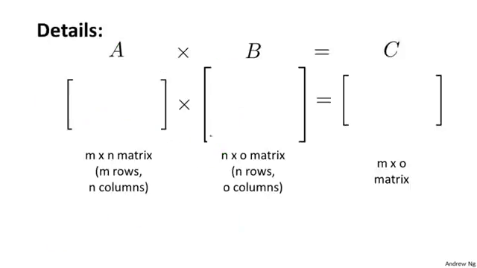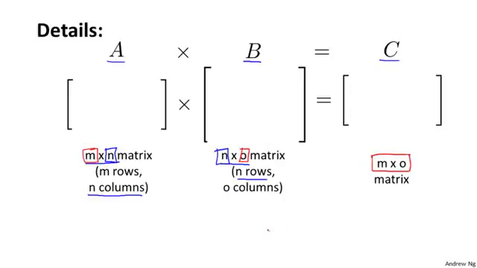Here are the details. I have a matrix A, and I want to multiply that with a matrix B, and the result will be some new matrix C. You can only multiply together matrices whose dimensions match. So A is an m by n matrix, so m rows, n columns, and I'm going to multiply that with an n by o matrix. This n here must match this n here. So the number of columns in the first matrix must equal the number of rows in the second matrix. And the result of this product will be an m by o matrix, like the matrix C here.